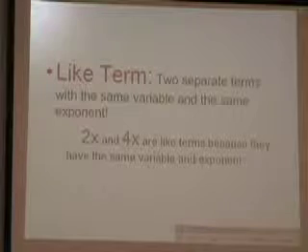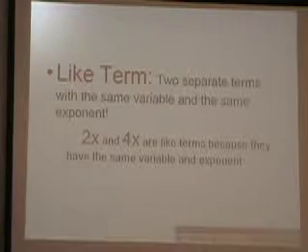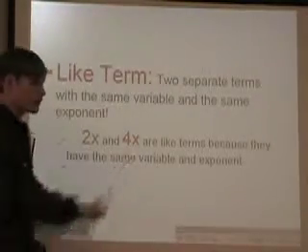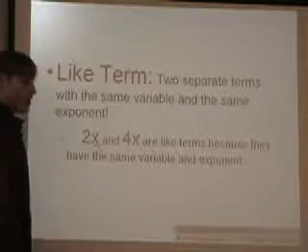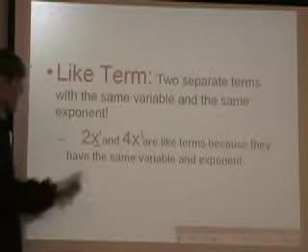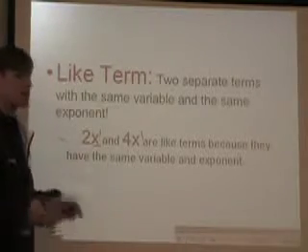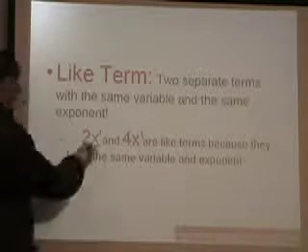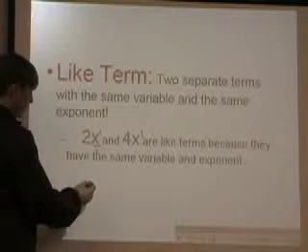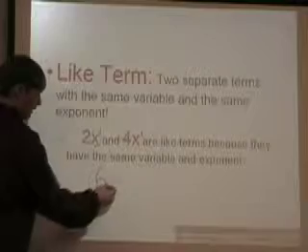Now, the next thing we're going to define is a like term. A like term is 2 separate terms with the same variable and the same exponent. For example, 2x and 4x have the same variable, what is it? X, and the same exponent, which is 1. Since they have the same variable and the same exponent, you can combine them. It's called combining like terms. 2x plus 4x is what? 2 plus 4 is 6x.